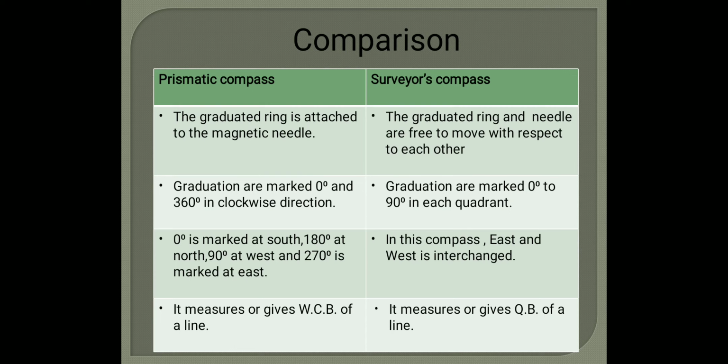In the surveyor's compass, the graduated ring and needle are free to move with respect to each other. The graduated ring is marked from 0 to 90 degrees in each quadrant. In this compass, east and west are interchanged. It measures or gives the quadrantal bearing of a line.